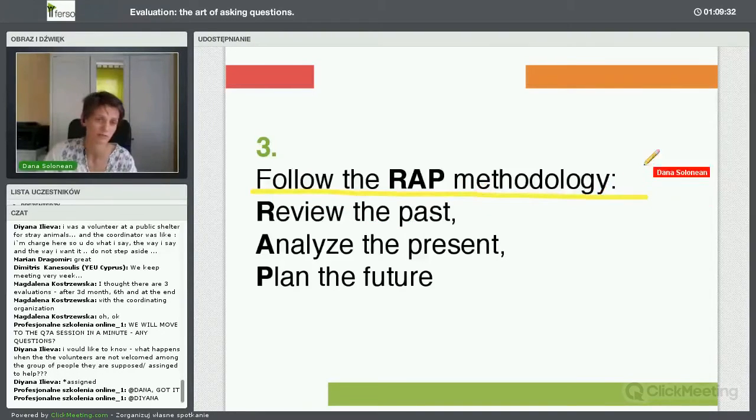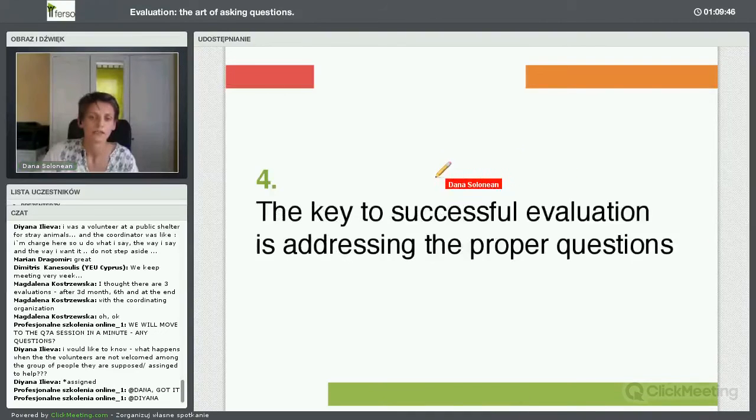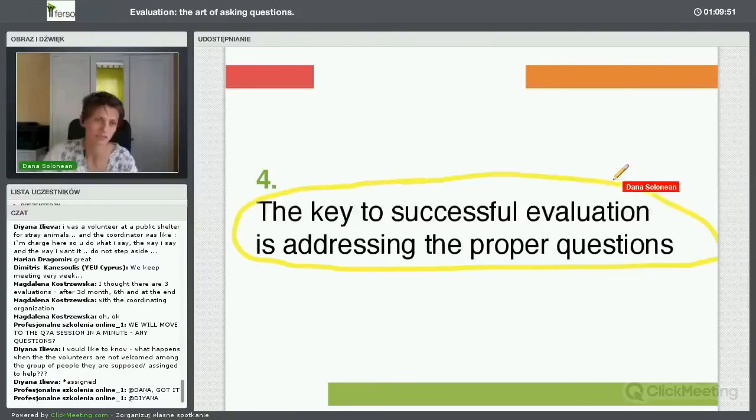And try to follow the RAP methodology. You can try to use other methodologies, but this one is an easy one, and you can remember it very easily. It's reviewing the past, analyzing the present, and planning the future. Then the key to successful evaluation and getting proper, honest, non-judgmental information is to address the proper questions. And we took a short look at how to do that.